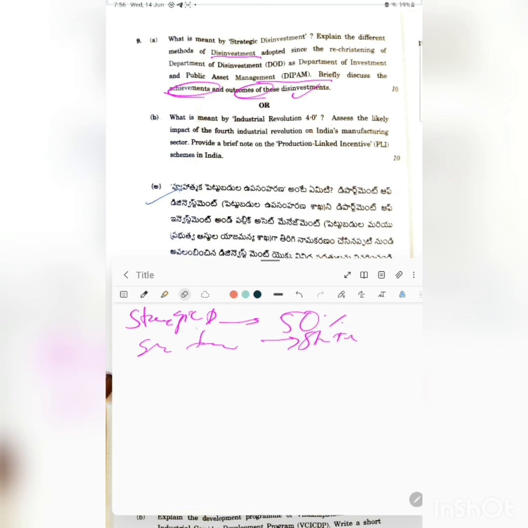And third, they asked about disinvestment post DIPAM, the models with respect to DIPAM. So this is one of the toughest parts. I have no idea what the different methods are after DIPAM.